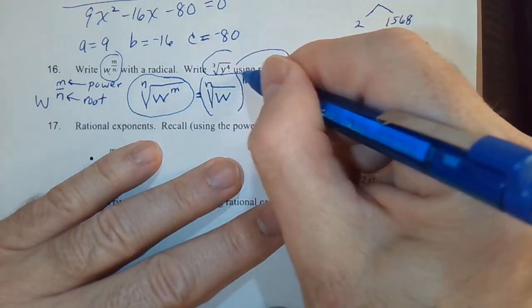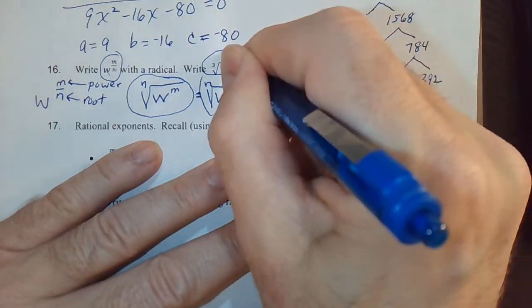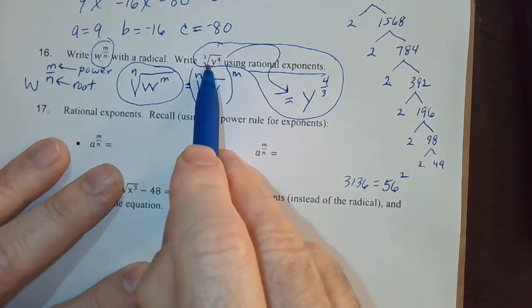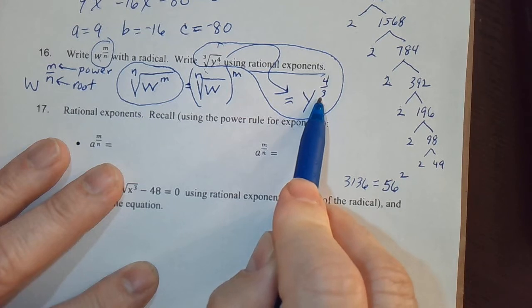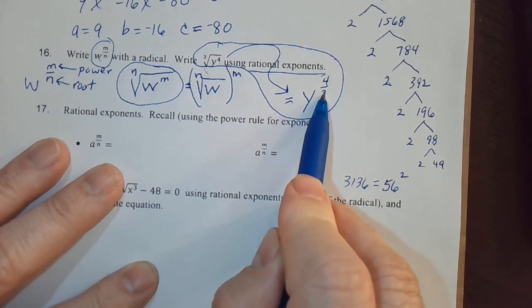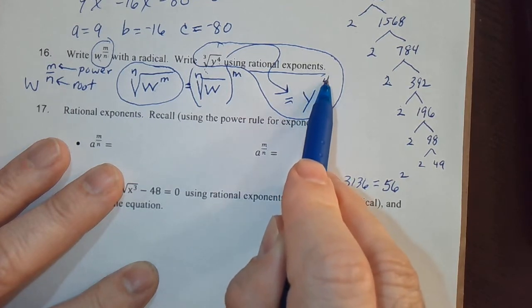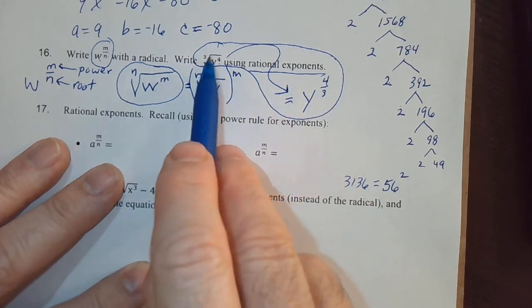So these, that is equal to this. This is the rational exponent. 3, the denominator, is the root, and the 4 is the exponent or power, as you can see.